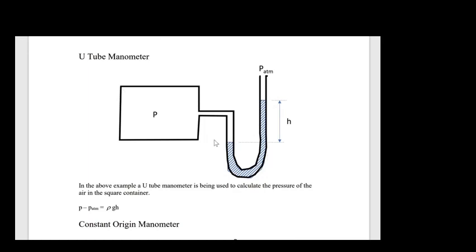We would typically draw a line where our two fluids interact, and then we say the pressure at this point here is the same as the pressure at this point here, and we just look to see what is causing that pressure. In this case it's P, and in this case over here it's our atmospheric pressure plus this hydrostatic head. So that's our U-tube manometer.